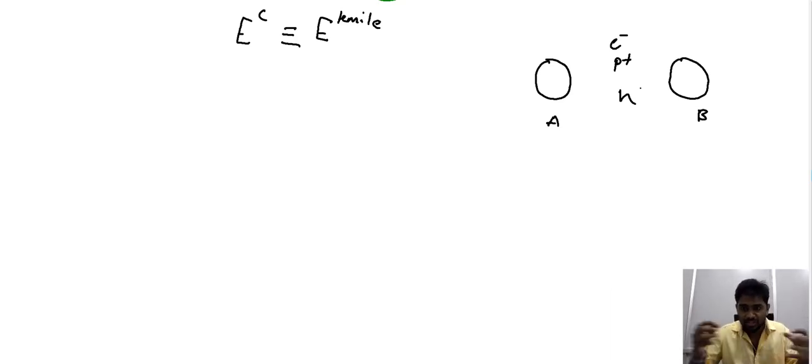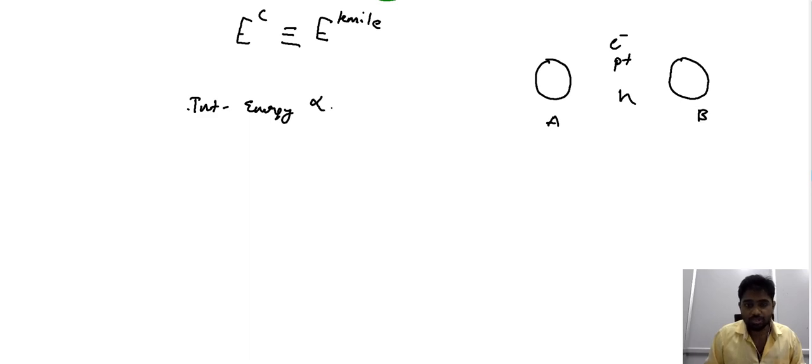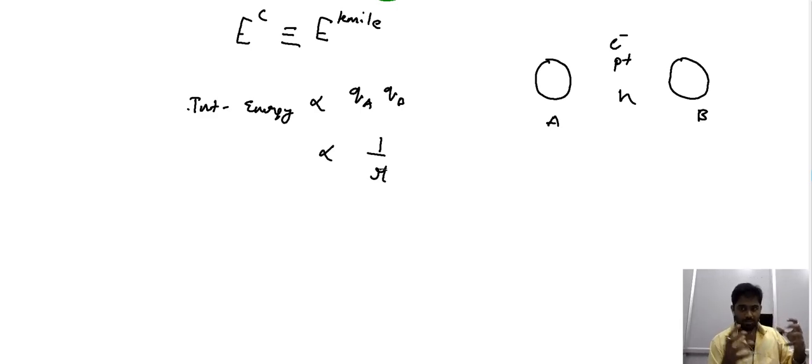The generalized expression for this interaction energy is directly proportional to the product of the charges, QA and QB. QA is the charge of the subatomic particle interacting from atom A, and QB is the charge of the subatomic particle in atom B. So the interaction energy is proportional to the product of these charges, and it is also inversely proportional to the distance separating these charges. So we are talking about the interaction between two atoms.